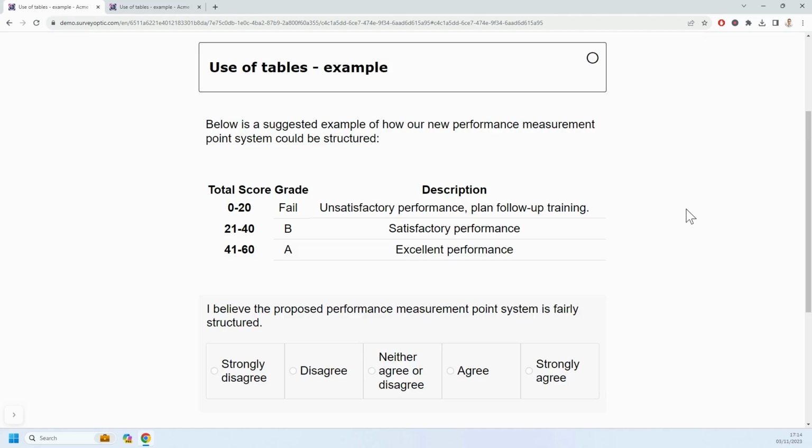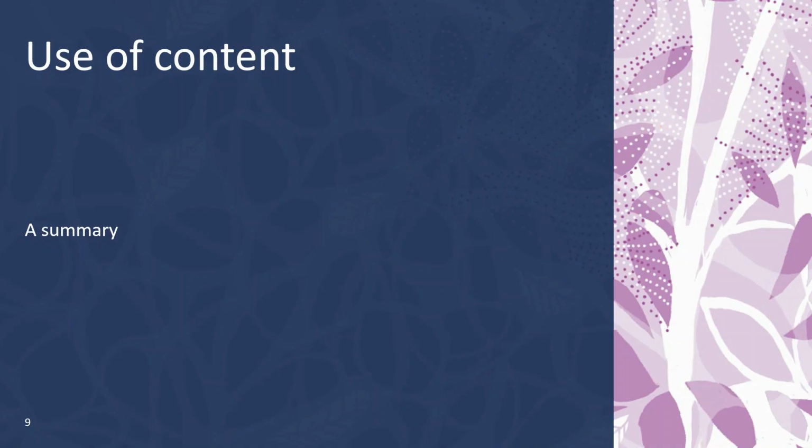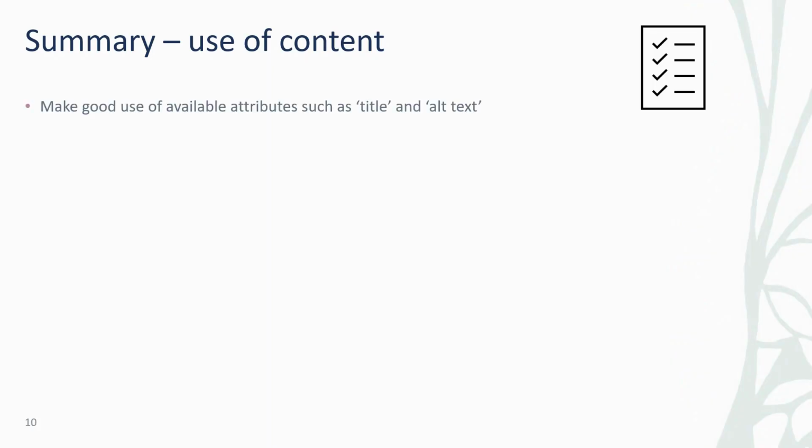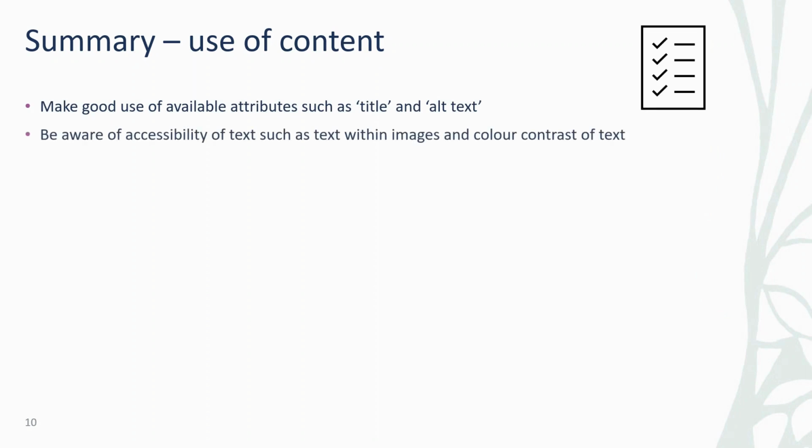Moving back to a survey page, we can see an example of a table. The column and row headings on this table have been marked up, giving structure to visual users and those using screen readers. In summary, to keep your content accessible, make good use of available attributes such as title and alt text. Be aware of the accessibility of text, such as text within images and colour contrast of text. And use good structure to effectively convey information using tables.